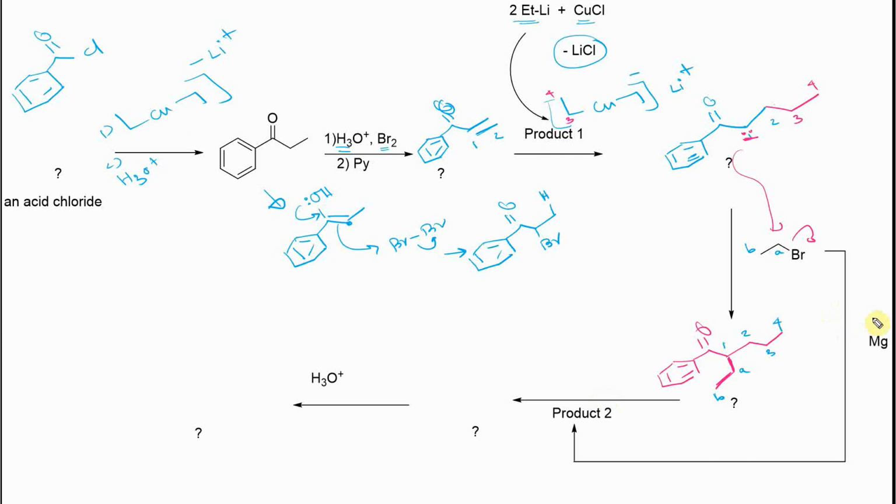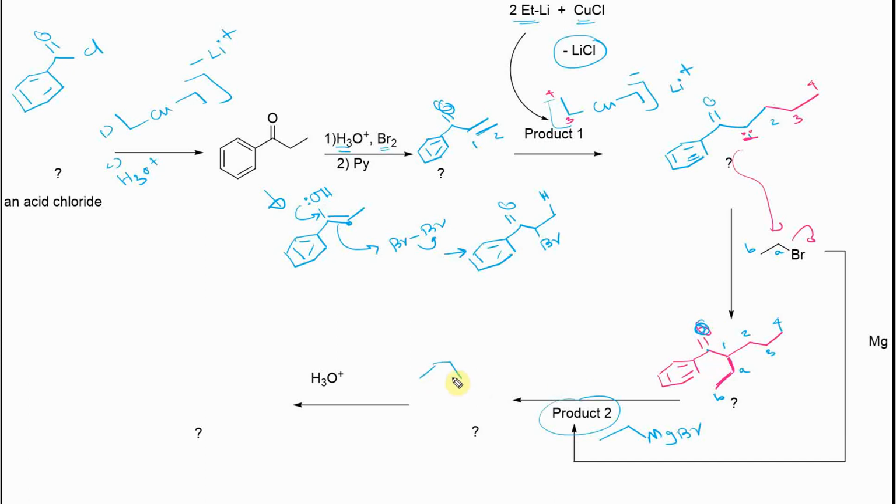And now what happens if you react this with the product of this reaction, which is if you take ethyl bromide and treat that with magnesium, what do you get? You'll get the Grignard reagent. So you're going to make ethyl magnesium bromide, and when you treat this ketone with ethyl magnesium bromide, you're going to get a reaction on the carbonyl carbon here.